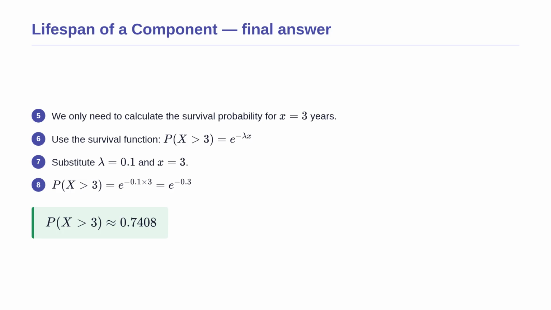0.7408. Physically, this means there is a 74.08% chance that the component will last at least another 3 years. In reliability engineering, this means an old working part is statistically just as good as a brand new one.